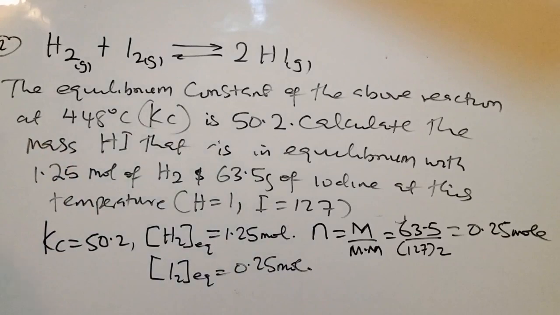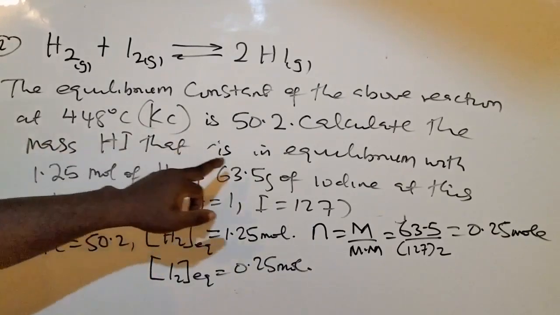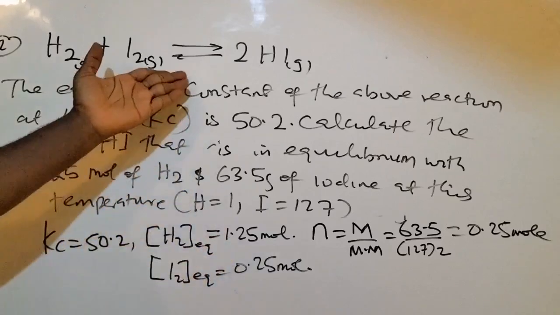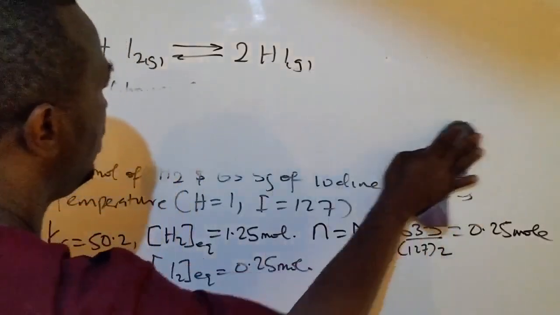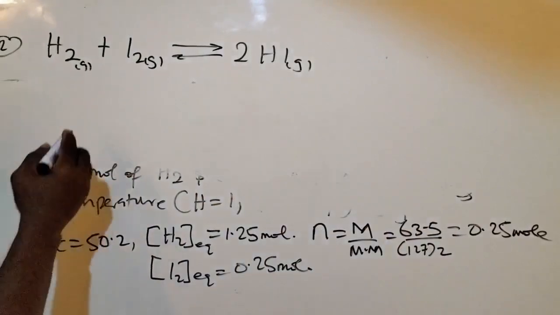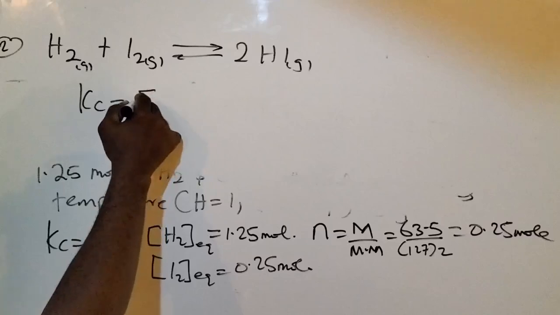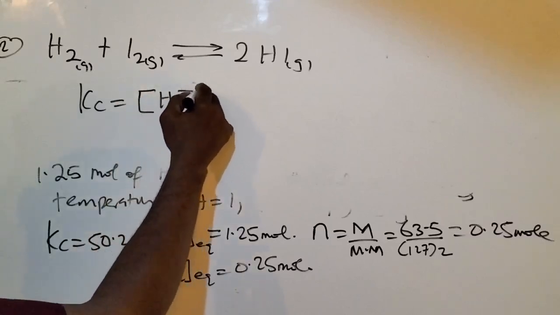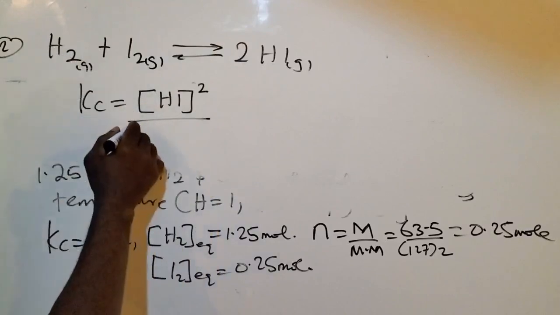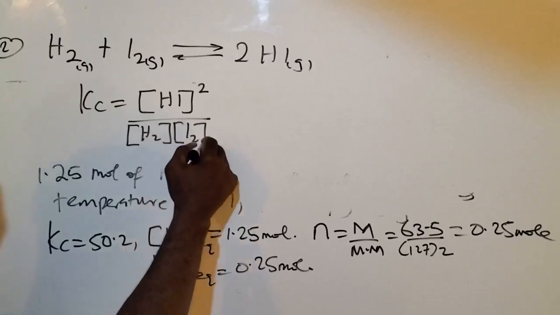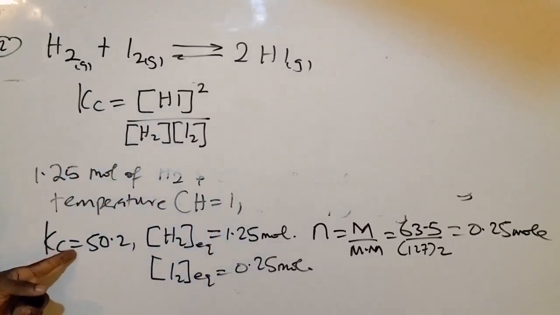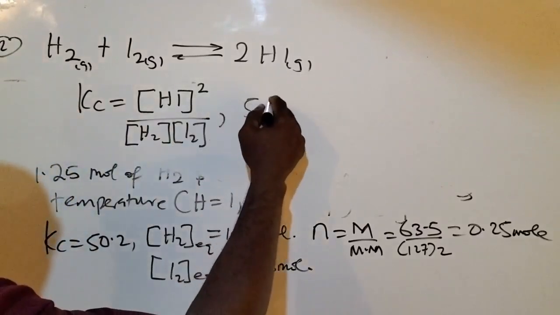So we're looking for the mass of hydrogen iodide that will be in equilibrium with this. So it's assumed that the reaction is at equilibrium. Having done that, how do we go about it? We'll first of all write the equilibrium constant expression Kc, which is the concentration of hydrogen iodide, the product, to the power 2, all over that of hydrogen multiplied by that of iodine. So you have that expression. For the value of your Kc, substitution becomes 50.2.